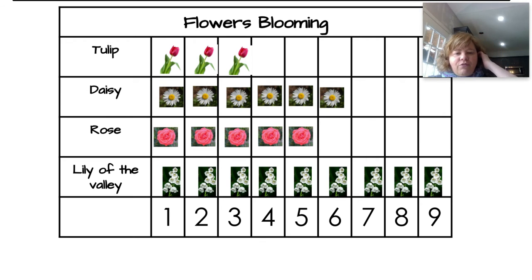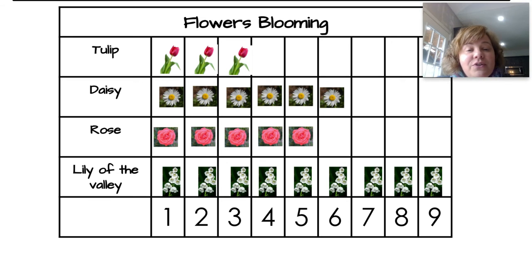So let's look at the graph. Which flower has the most? You might have guessed from my little talk before I was going to put the most in my favorite one, and the most is Lily of the Valley. There are 9 Lily of the Valley. Which flower has the least? If you said tulip with 3 blooming, you're correct.